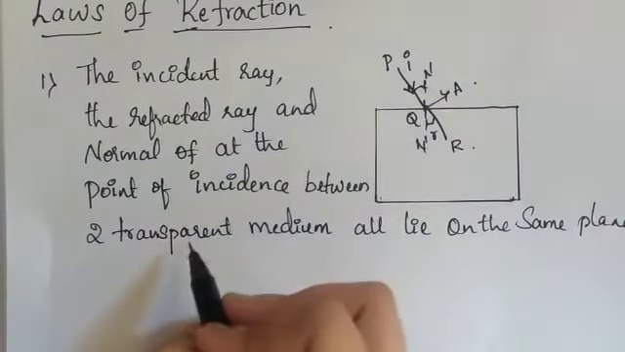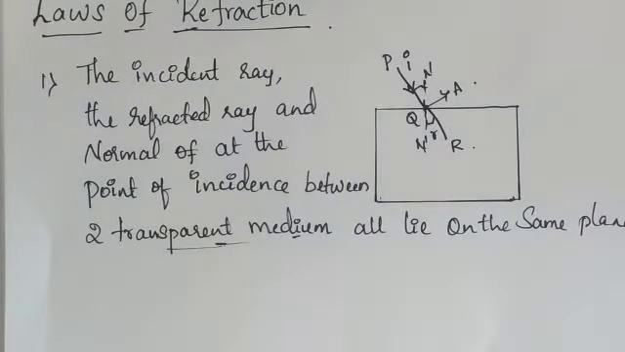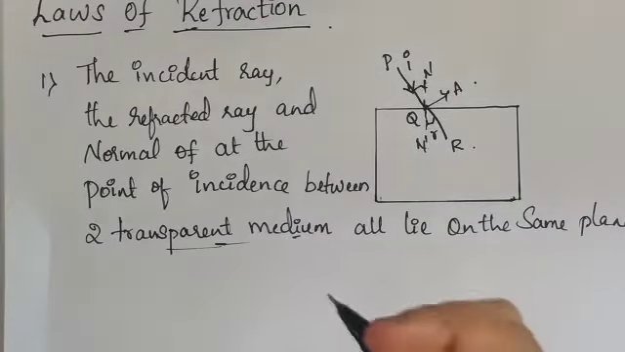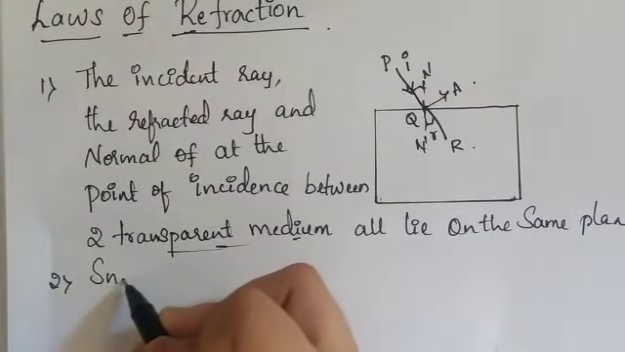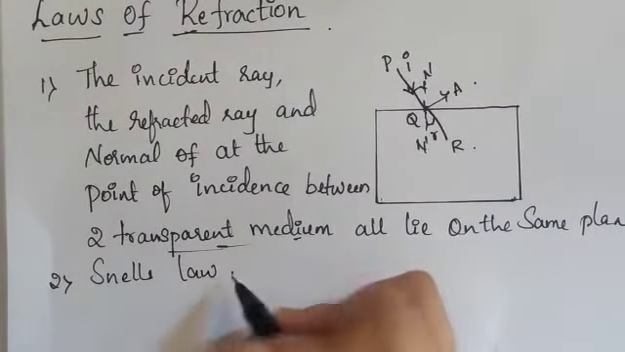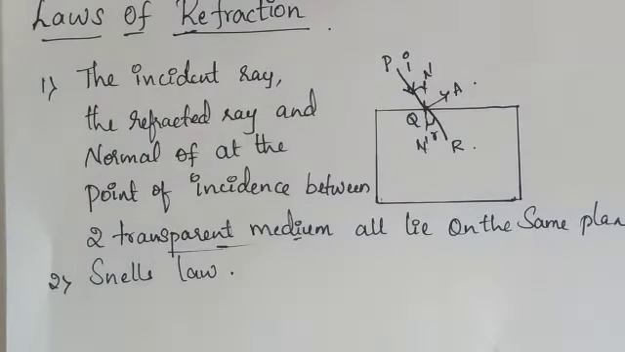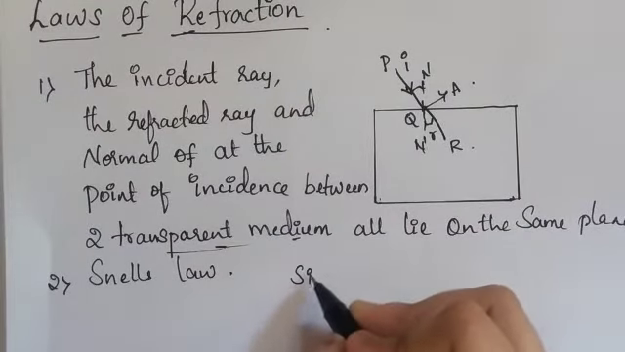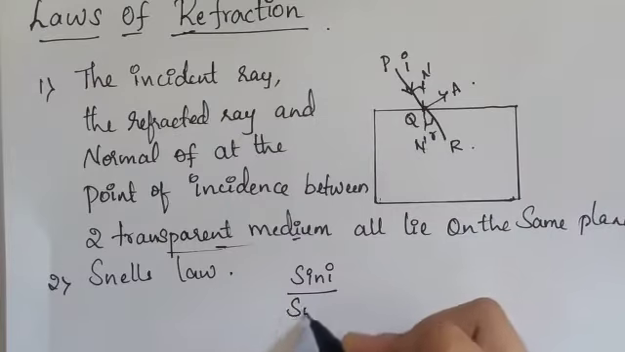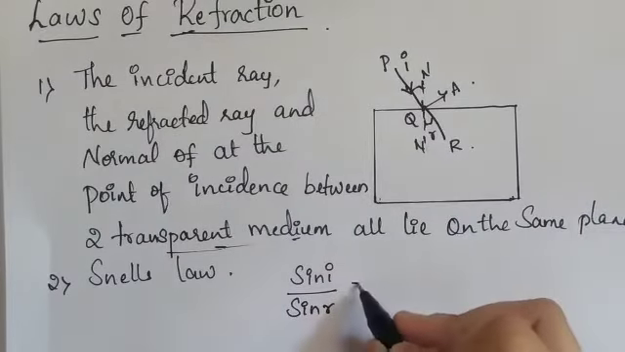So the one thing we have to include is between the two transparent mediums; otherwise, everything we discussed in the first law of reflection is the same for the first law of refraction. Now what about the second one? The second law is also called Snell's law, discovered by the scientist Snell. Snell's law says the ratio of sine of angle of incidence to the sine of angle of refraction is a constant.